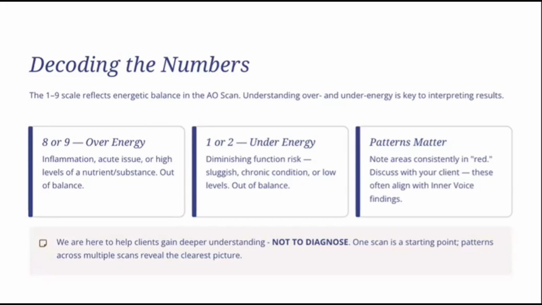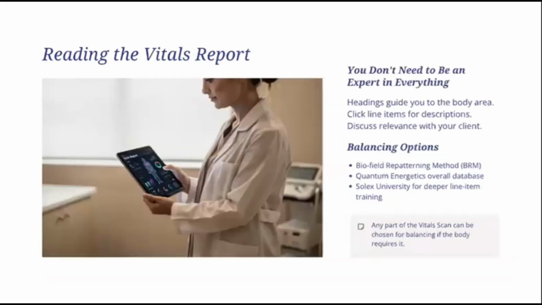As you move through the AO scan vitals report, you may note that particular areas are showing up more in the red on the whole than in others, so different categories. And it's important to note these things and discuss them with your client. Often these things will have been highlighted already in the inner voice, or they'll be known to the client. So you don't need to be an expert in everything when we're reading the vitals report. In fact, you can drive yourself absolutely bonkers if you try to be an expert in everything.